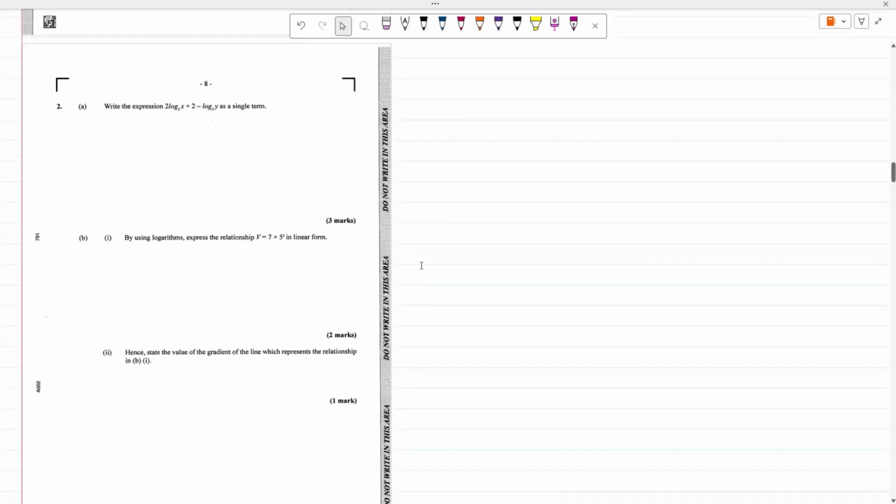All right. Write this as a single term. Part A: 2 log of x to base 3 plus 2 take away log of y to base 3. I'll have a recall line here to recall whichever logs I'm using. I see minus logs, I see powers of logs, so I'll recall log of m to base b plus log of n to base b. The laws work both ways. This is log of mn to base b.